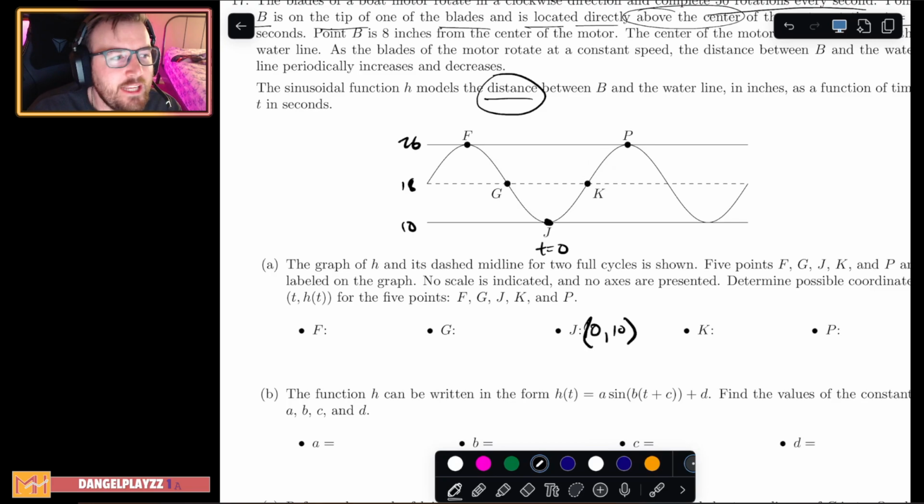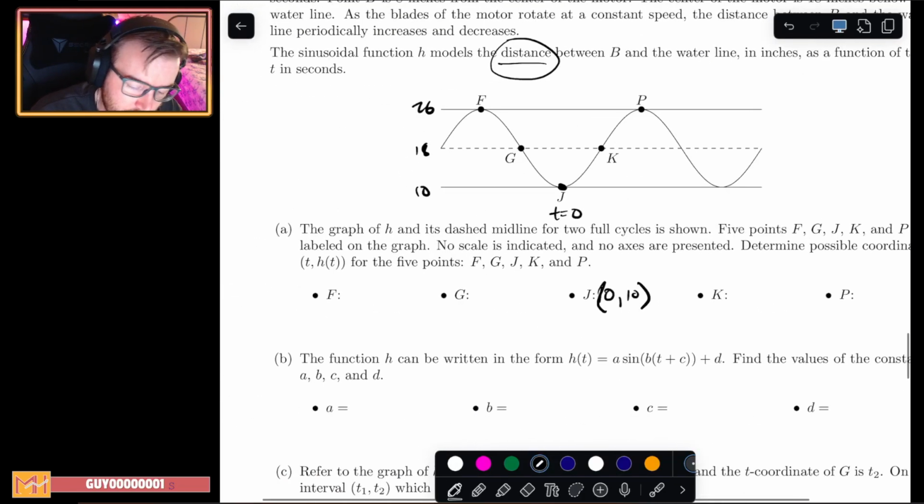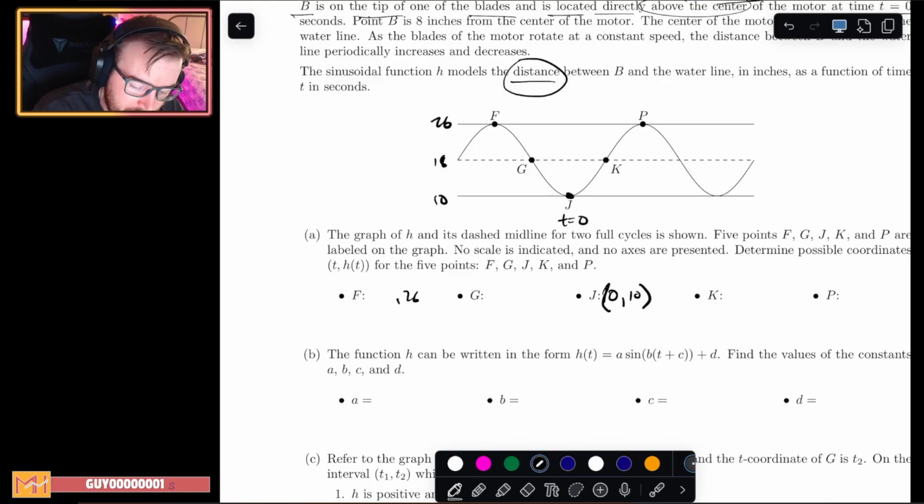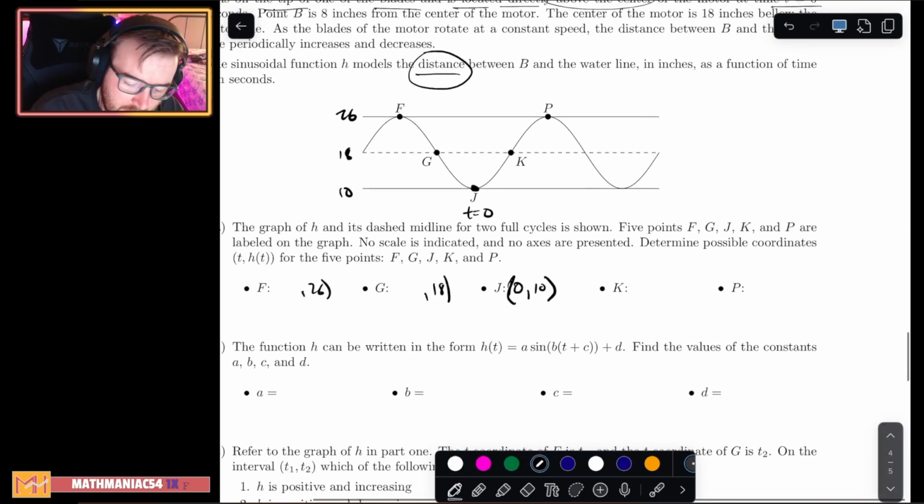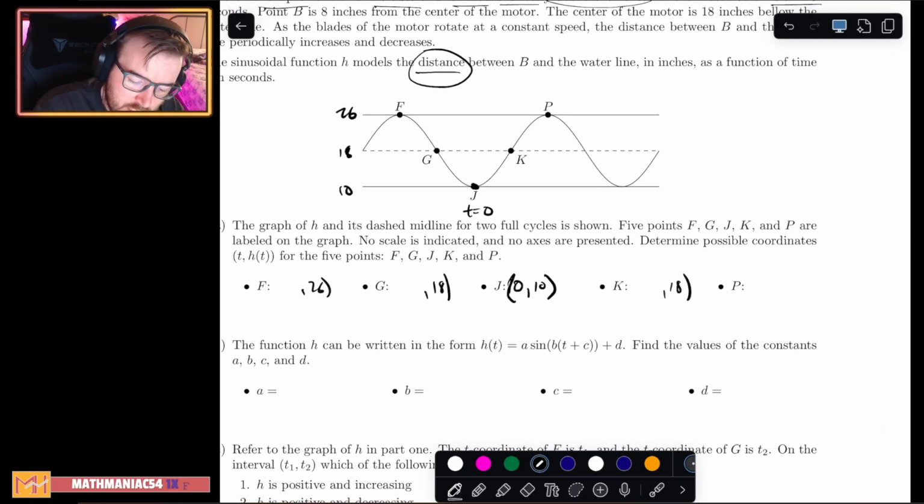I know that's breaking your brain a little bit. You're like, B's the top. Yes, but when B is at the top, the distance up to the water line is at its smallest, which is a minimum. So F will have a Y value of 26. G will have an H value of 18. This will have an H value of 18, and this will be back to 26.